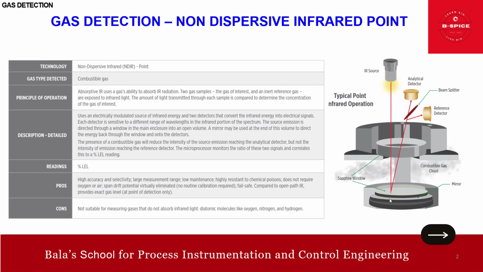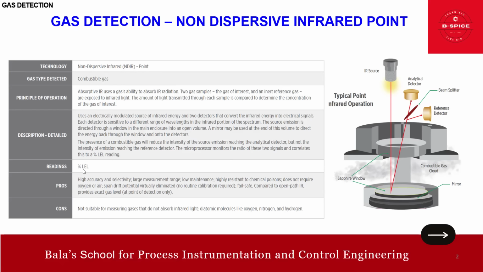So the presence of combustible gas will reduce the intensity of the source emission reaching the analytical detector. Again, I repeat, friends, the presence of combustible gas will reduce the intensity of the source emission reaching the analytical detector, but not the intensity of emission reaching the reference detector. Okay. So the microprocessor monitors the ratio of these two signals and correlates this into a percentage LEL reading, that is lower explosive limit reading, right? So this is all about the functionality.